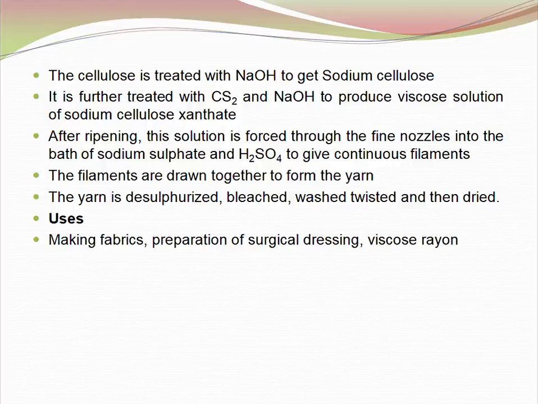After that, the solution is forced through a fine nozzle into a bath of sodium sulfate and sulfuric acid to give continuous filament. Then the filaments are drawn together to form the yarn. After that, the yarn is desulfurized. Then it is bleached, washed and dried, and the final product is rayon. Rayon is used for making fabrics, preparation of surgical dressing, etc.